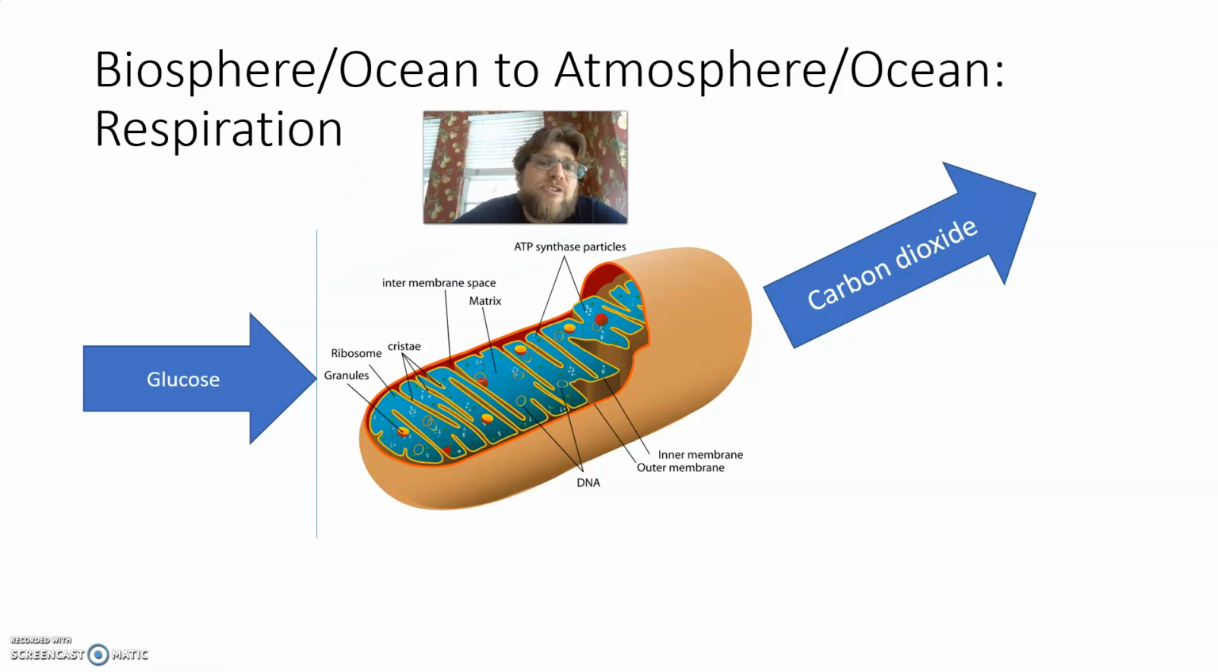Okay, and then the reverse happens. So if you reverse that process and you go now biosphere or ocean back to the atmosphere or back to the ocean, you would do cell respiration. Your mitochondria would kick on. And you would take that sugar, you would take that carbon compound and break it down and pull energy out of it and release carbon dioxide back out into the atmosphere or back into the ocean.